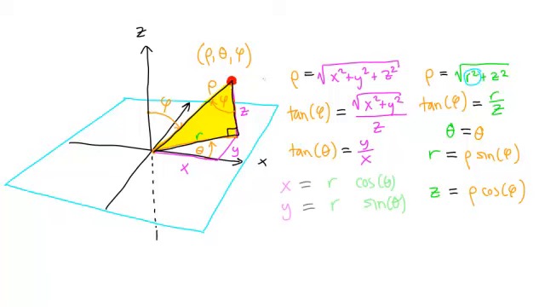Finally, from our rectangular polar conversion formulas, we know that x is equal to r cosine theta and y is equal to r sine theta. But remember, r is equal to rho sine phi. So if we substitute it in for these 2 values of r, we obtain x is equal to rho sine phi cosine theta and y is rho sine phi sine theta. If we just copy this equation down one more time, we get z is equal to rho cosine phi.